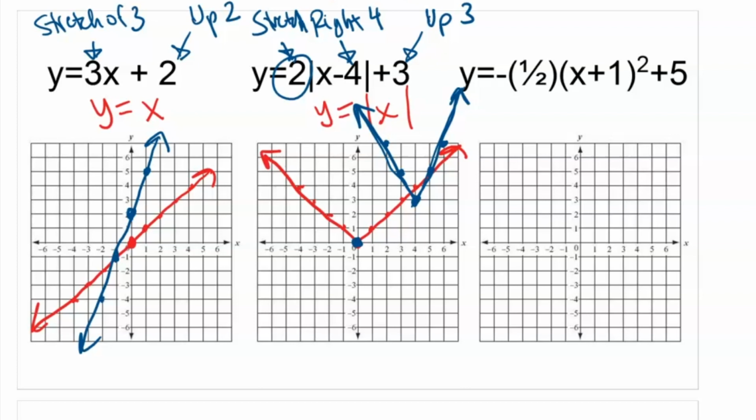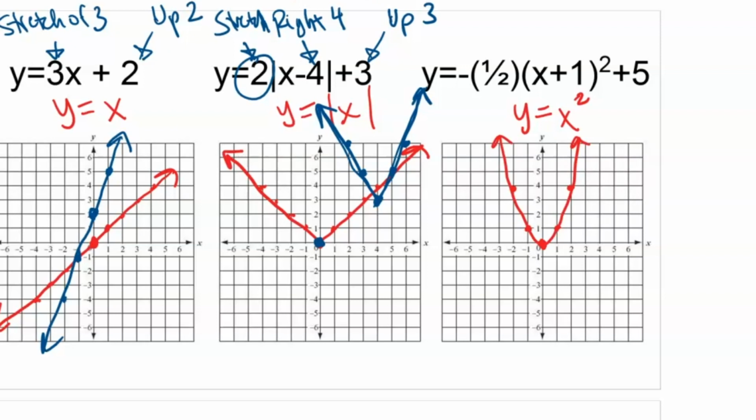All right, now looking at the last one, our parent function for the quadratic is y equals x squared. So that starts at 0, 0. It goes over 1, up 1 on both sides, and then it goes over 2, up 4 on both sides. So that is our parent function. Now let's look at our transformations.